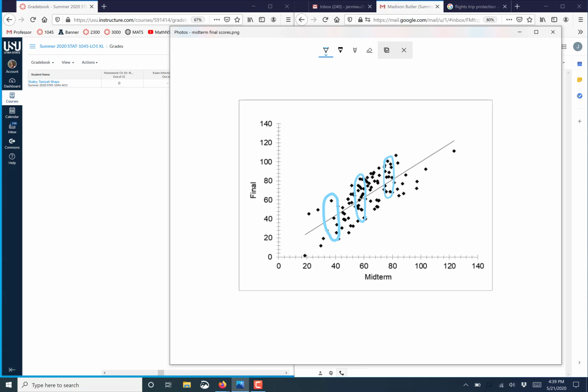That's what we expect. What we do want to check, though, is that these distances are staying about the same throughout the whole graph. So as I go throughout the whole graph, if I was to roughly do the vertical distances, that's going to tell me whether or not I'm homoscedastic. So, homoscedastic.